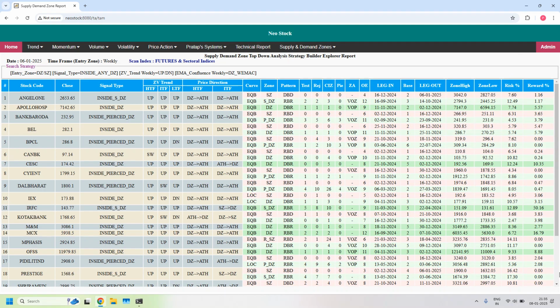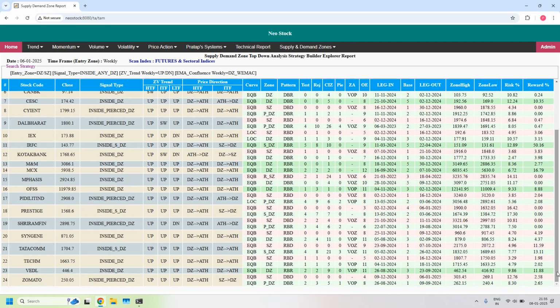Now this is the list further reduced. First 18 stocks in the list. See, some of these zones are pierced zones. You can always look into the signal type. And also you can look into the PAE column and look into the demand zones, not in the supply zones. Okay, I'm scrolling the list down. So total 24 stocks. From 66, the list has come down to 24.